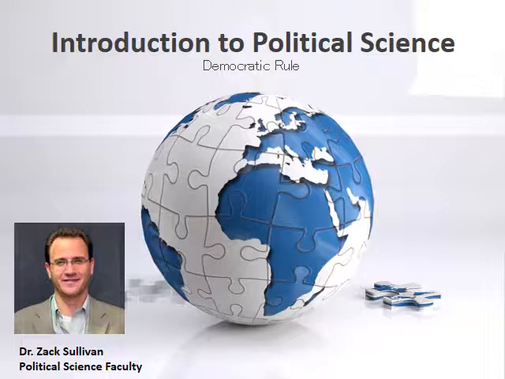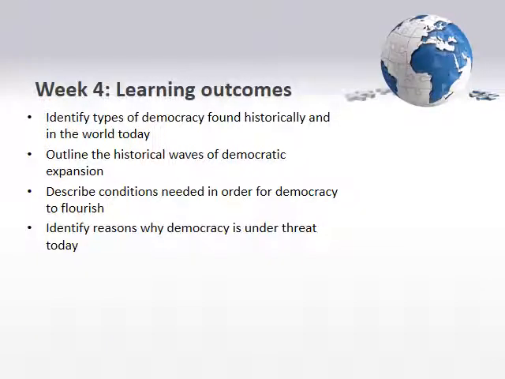Welcome back, class, to Introduction to Political Science, and this week we'll be exploring democratic rule. And here are learning outcomes for the week. We'll identify the types of democracy found historically and in the world today. We'll outline the historical waves of democratic expansion. We'll describe conditions needed in order for democracy to flourish, and we'll identify reasons why democracy is under threat today.